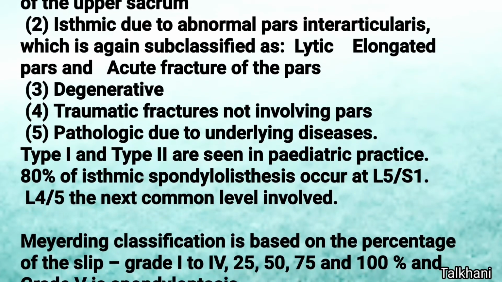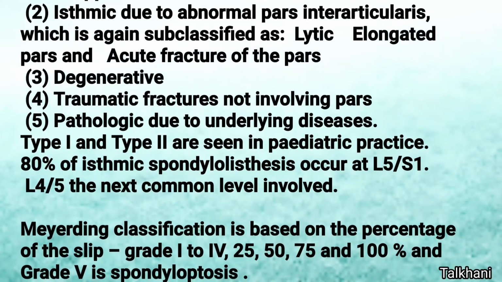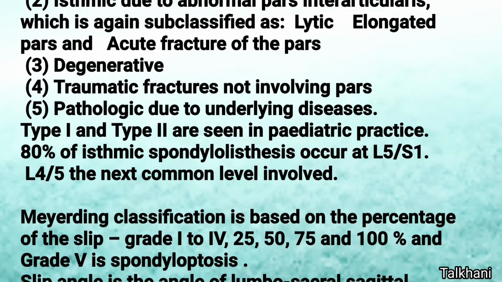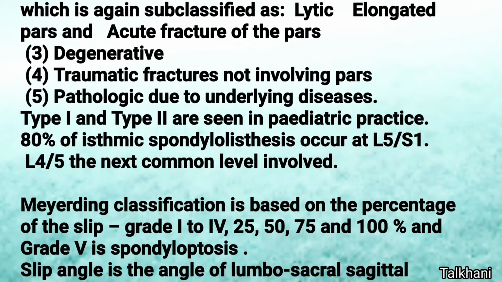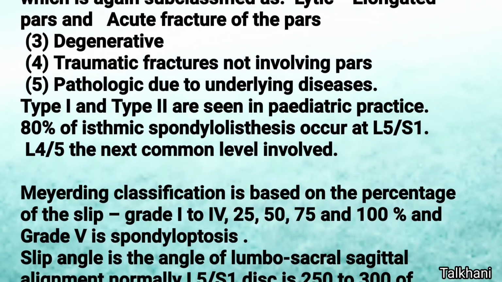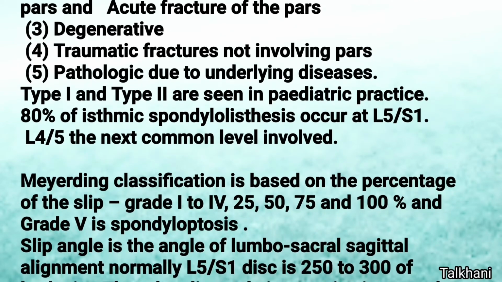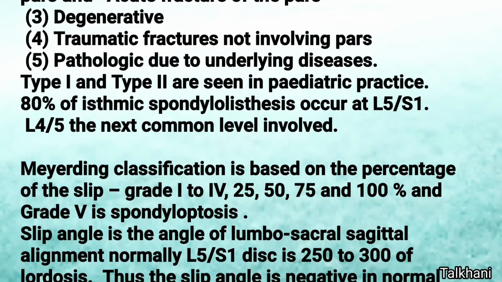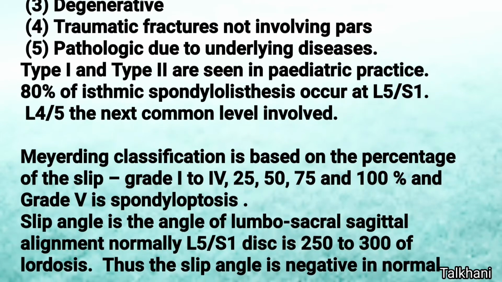In pediatric age group, Wiltse's type 1 dysplastic and type 2 isthmic spondylolisthesis are seen. 80% of isthmic spondylolisthesis occur at L5, S1. L4, 5 is the next common level to be involved.